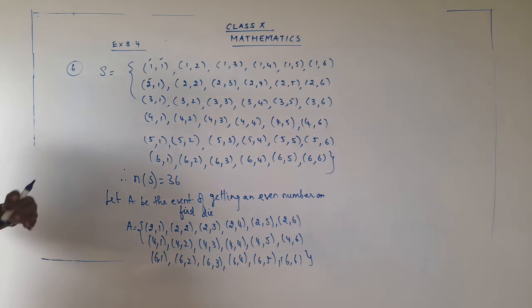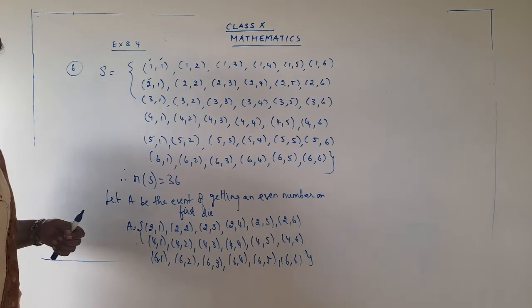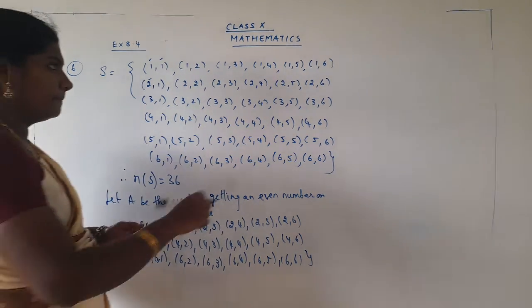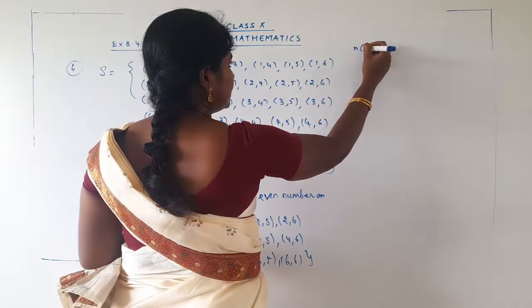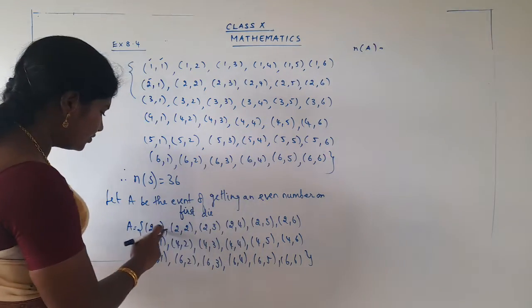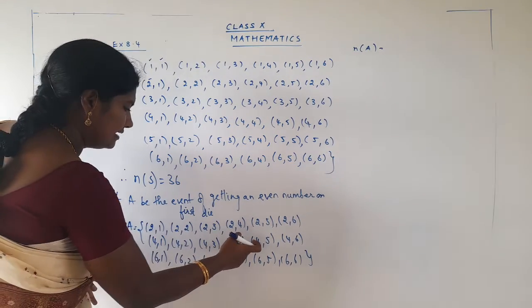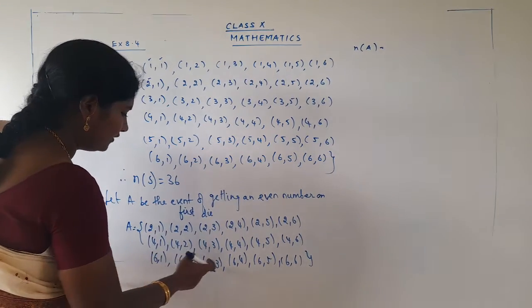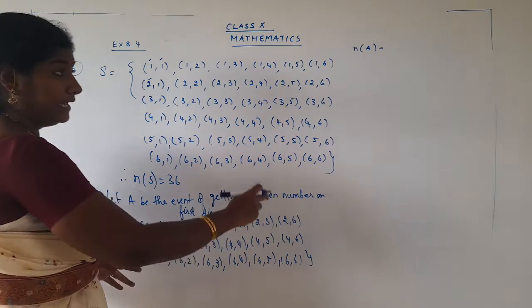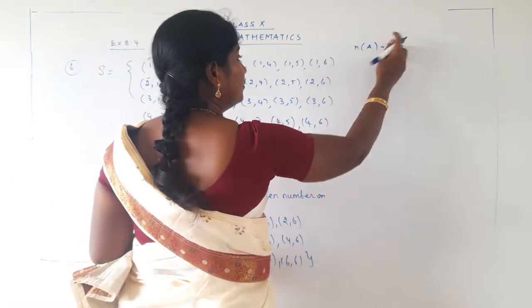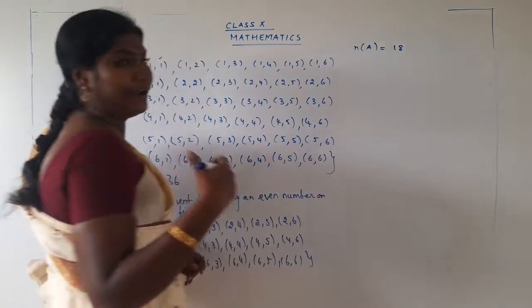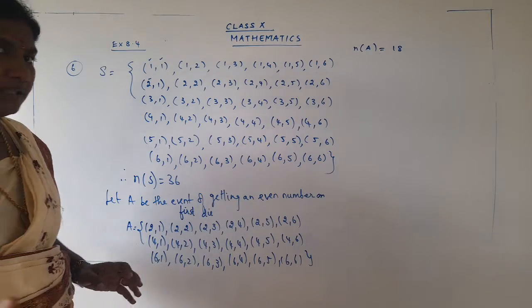Okay, so now let's write down n of A. Once I know what is A, I can write down what is n of A. So what is n of A? N of A is equal to 1, 2, 3, 4, 5, 6, 7, 8, 9, 10, 11, 12, 13, 14, 15, 16, 17, 18. N of A is equal to 18. Once I know n of A, I can find out P of A, the probability.